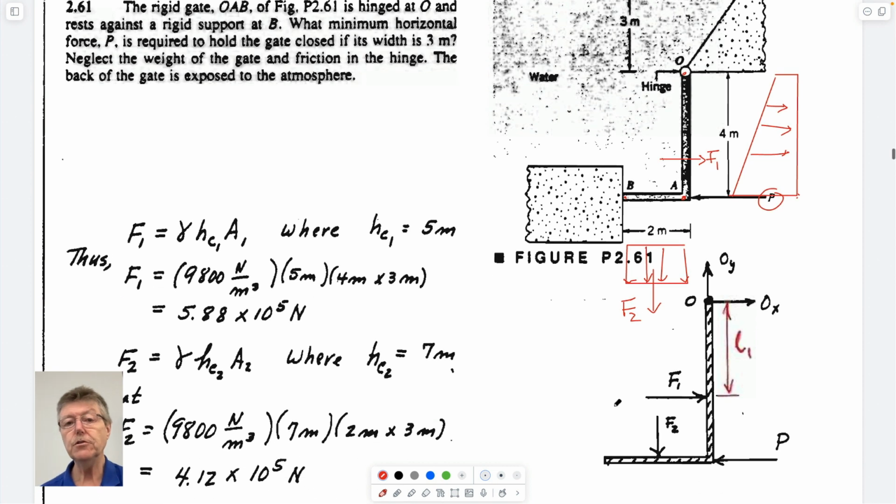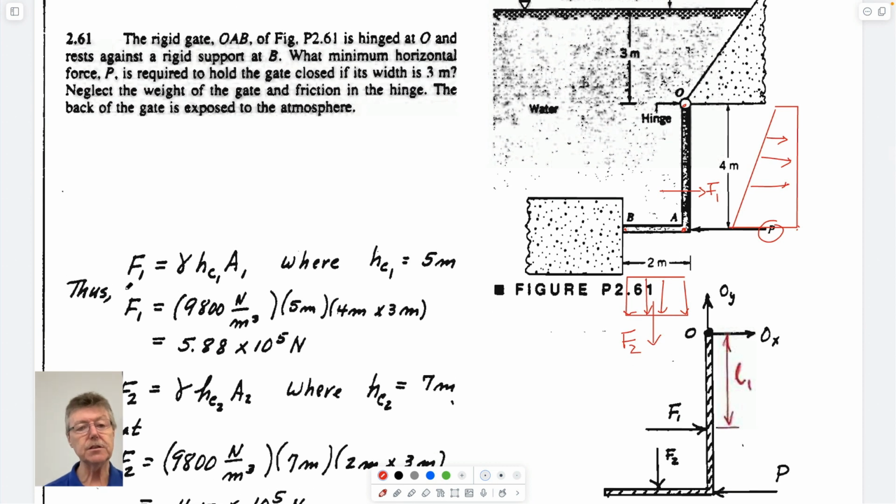What we can do is use the expressions that we had before. The horizontal force is going to be the unit weight times the depth of the centroid times the area. So what's the depth of the centroid? This is 3 meters. This is a 4-meter gate. So I guess the centroid is going to be at 2 meters.